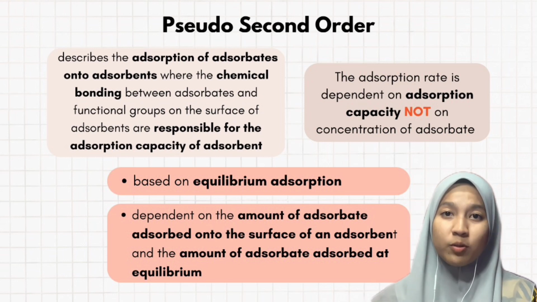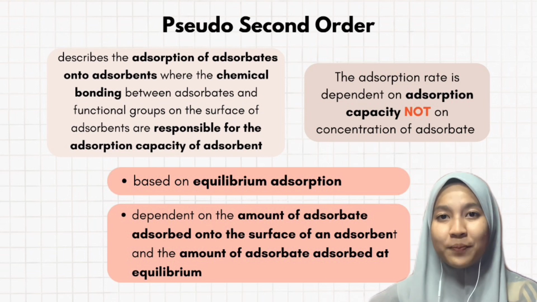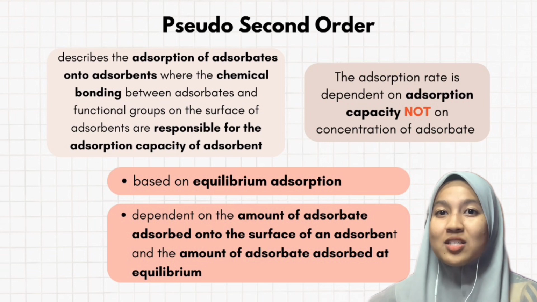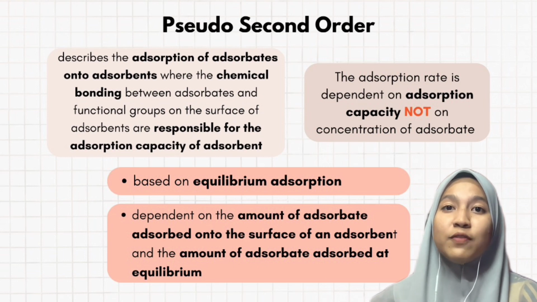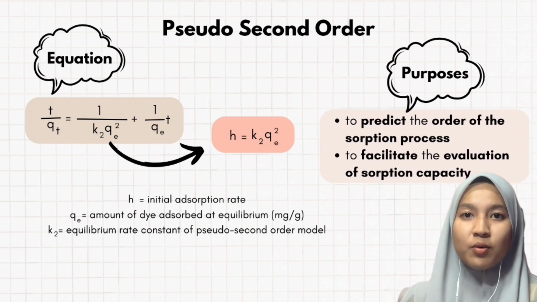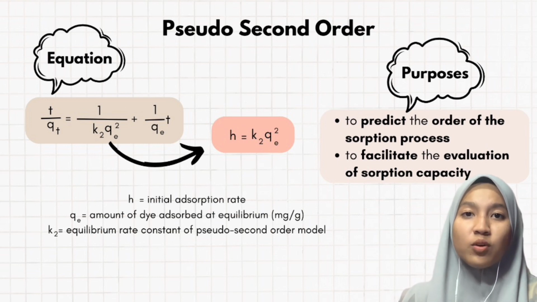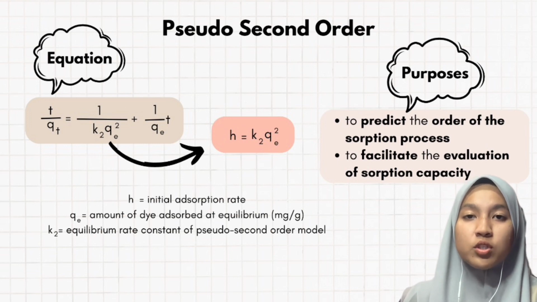It is based on equilibrium adsorption, which means it depends on the amount of adsorbate adsorbed on the surface of the adsorbent and also the amount of adsorbate adsorbed at equilibrium. So the adsorption rate depends on the adsorption capacity and not on the concentration of adsorbate, meaning that the concentration of adsorbate does not influence the rate of reaction. So next, we will move on to the purpose of this model. This pseudo second order adsorption kinetic model is used to predict the order of the adsorption process and also to facilitate the evaluation of adsorption capacity.